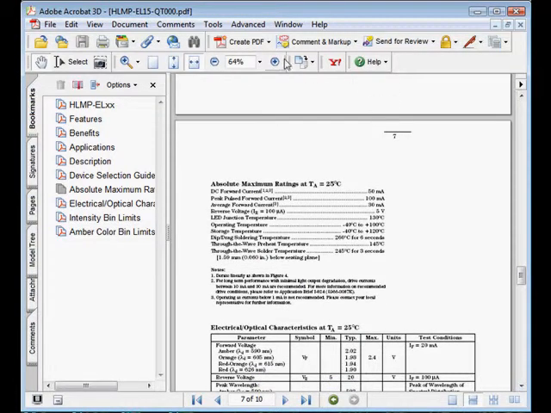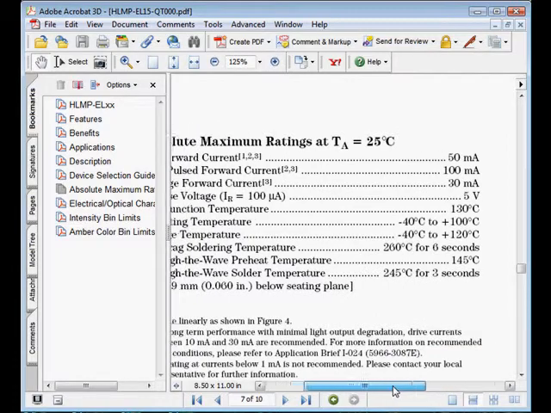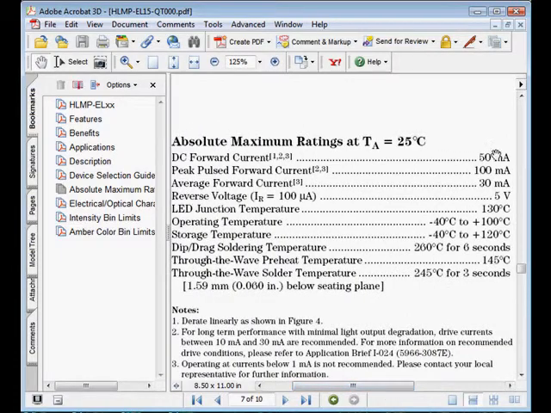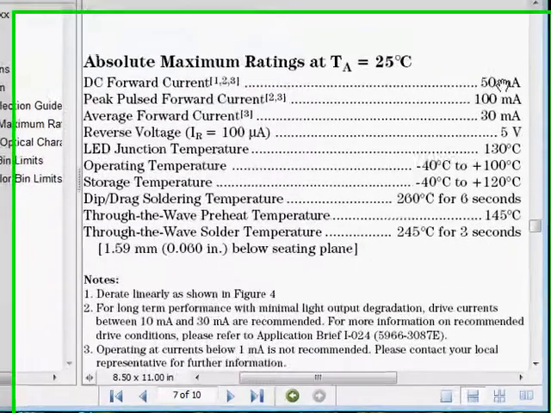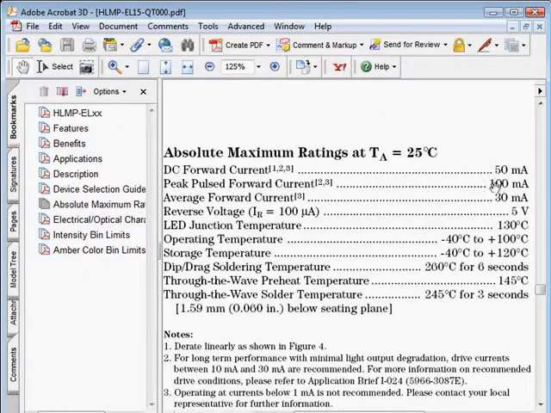So here we find the important requirements for the LED, and that is typical current is 50 milliamps. The average current is 30 milliamps. You can give a high current pulse. It gives you an idea of the operating temperature. It gives you an idea of the soldering time for both dragging and through soldering. This one is what you're doing in the classroom typically.